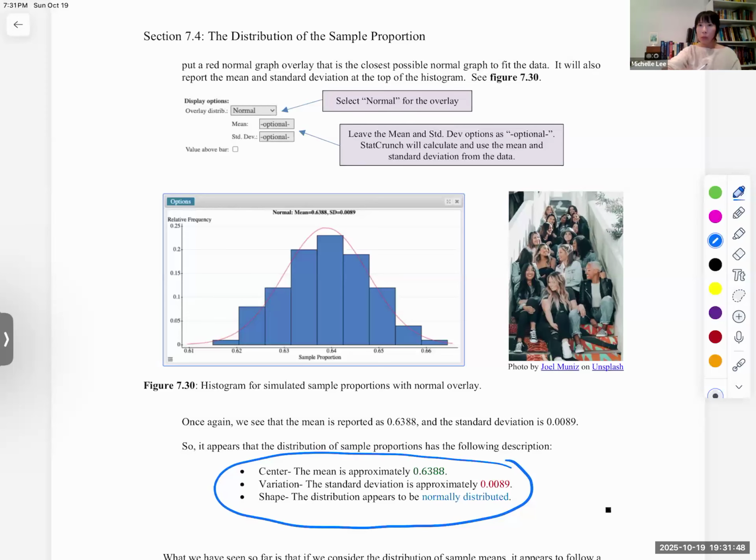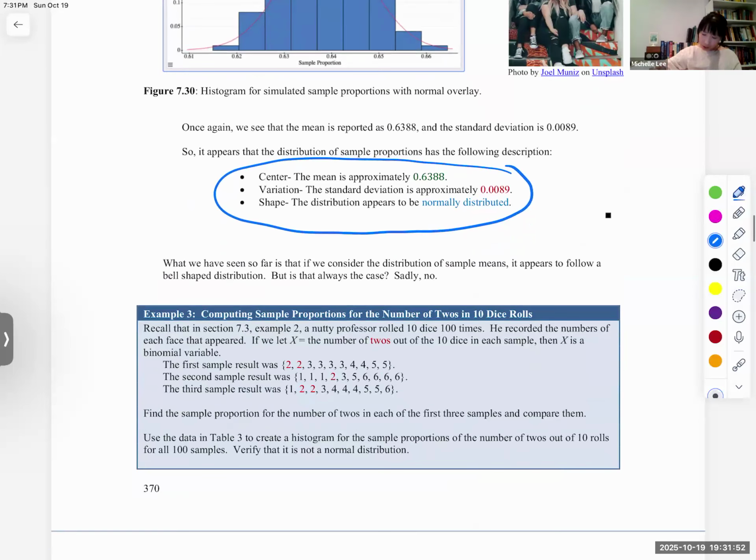All right, let's take a look at this one too. We did this one earlier, in the previous section, right? This time it is the sample proportion for the number of twos in 10 dice rolls. This time the x is the number of twos out of 10 dice.